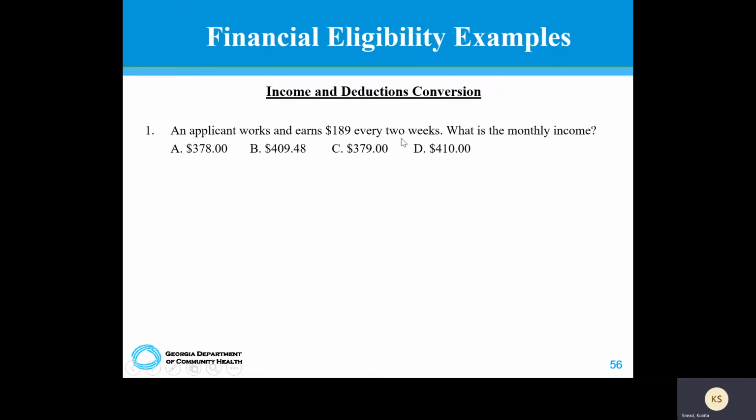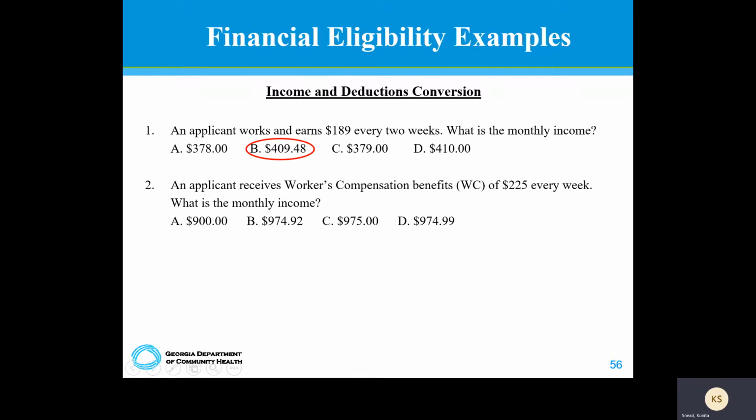So on your calculator, make sure you clear it out each time. And you're just going to put 189 times 2.1666. And your answer should be $409.48. I know it says 0.4874, but remember, drop off all the other numbers except for two numbers directly after the decimal point. So it's 409.48.